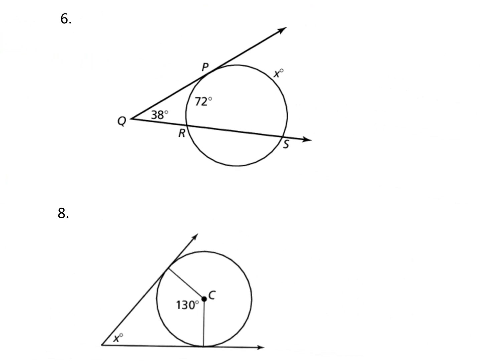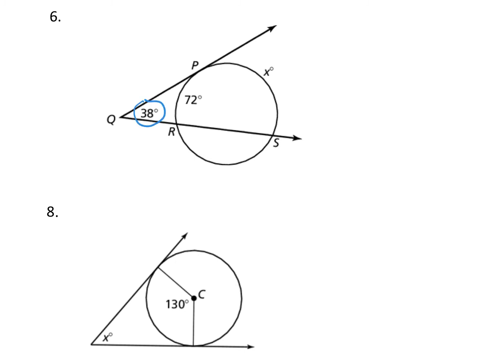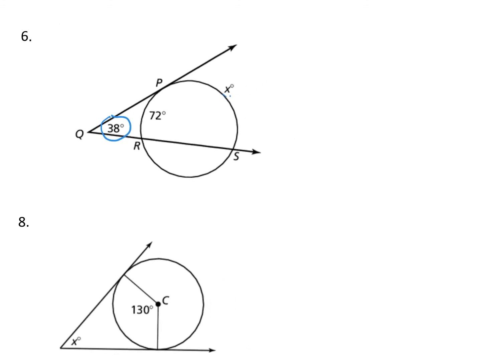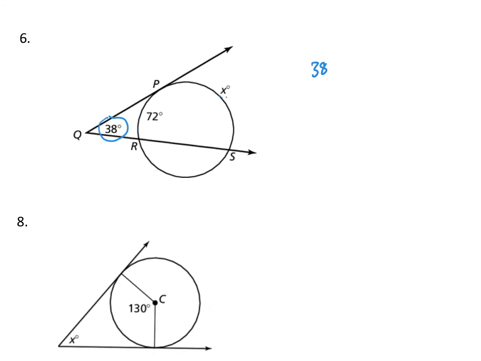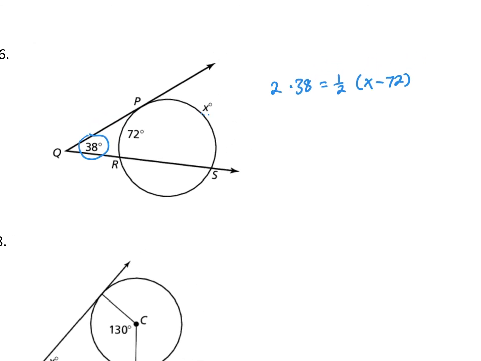Number 6. This is 38, and this is x. The x now is the arc, so we still have to use our formula. So our 38 is 1/2, and now this is subtraction, the big one, which is x, minus 72. Now I just have to solve backwards. We multiply both sides by 2. This cancels out, so that gives me 76 equals x minus 72. Add 72 to both sides. x is 148 degrees.